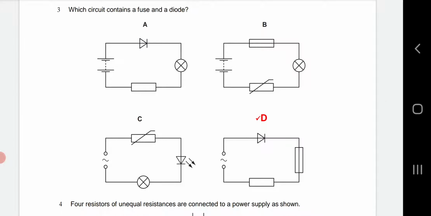Question number 3. Which circuit contains a fuse and a diode? It is option D. You can see a diode as well as a fuse and an ordinary resistor connected with an AC supply in option D.